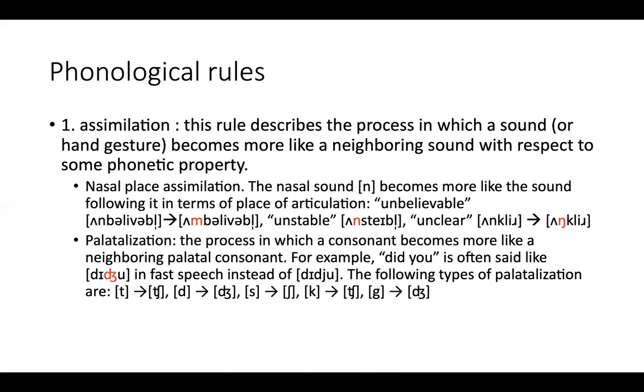And so the consonant d becomes more like the consonant y. The following types of palatalization occur: t is often pronounced as ch, d is often pronounced as j, s is often pronounced as sh, k is often pronounced as ch, and g is often pronounced as j if they are neighboring a palatal consonant.